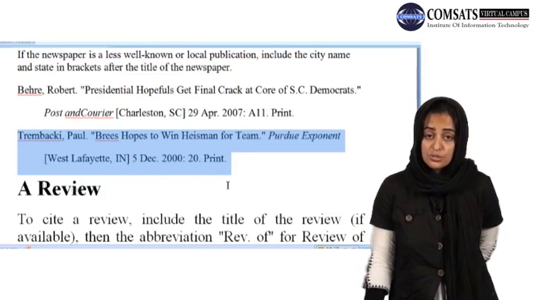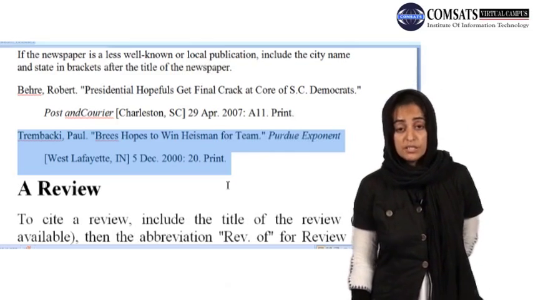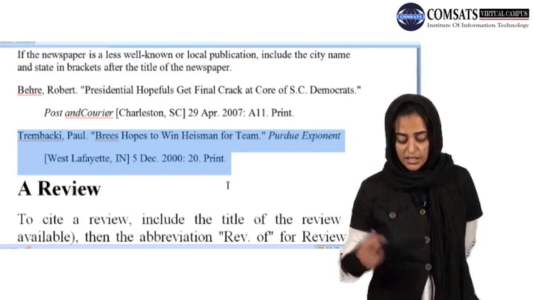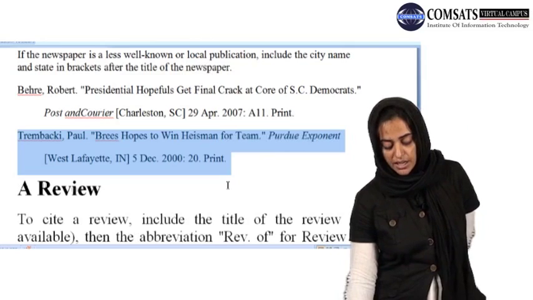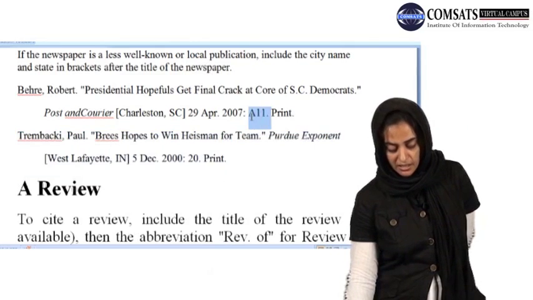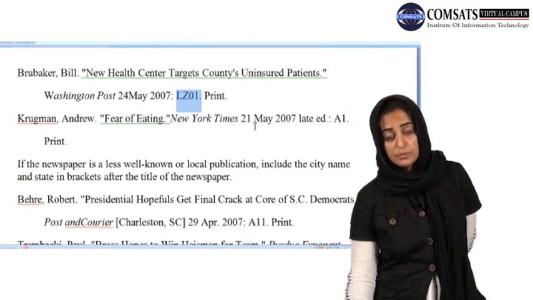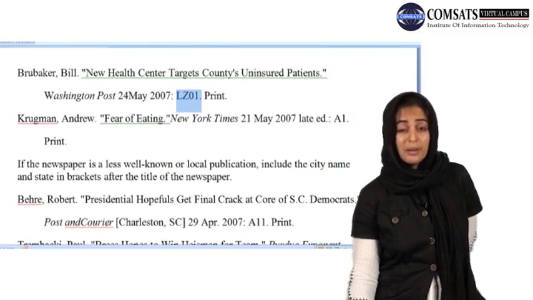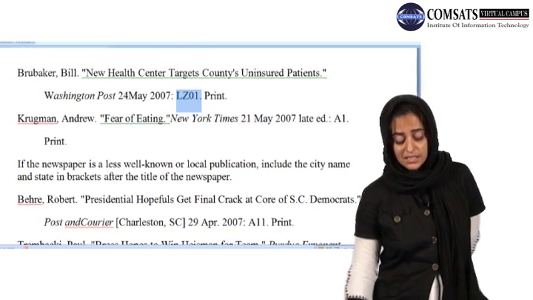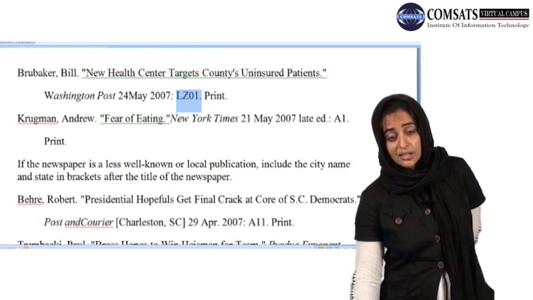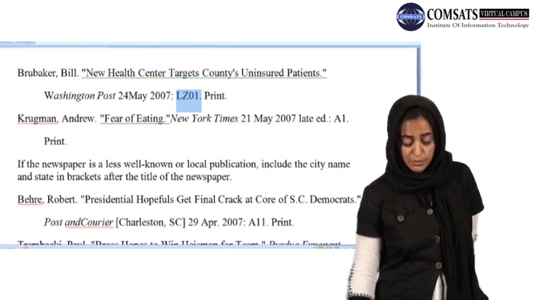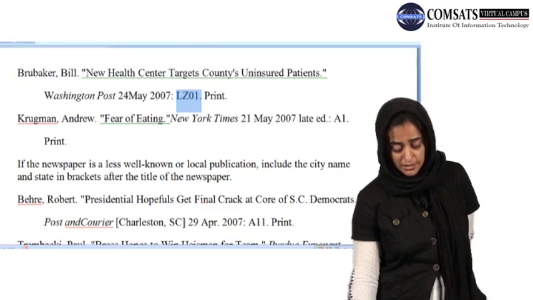Here you can see the pagination style, different newspapers using different pagination styles. Over here it's simply 20. In the above examples it was A11, and there was another newspaper where the page number was L201. So the pagination style of the newspaper should be replicated as such in the detailed reference. You should not be creating a pagination style of your own when you are referring to the page numbers of the newspaper in the detailed reference in the MLA referencing style.